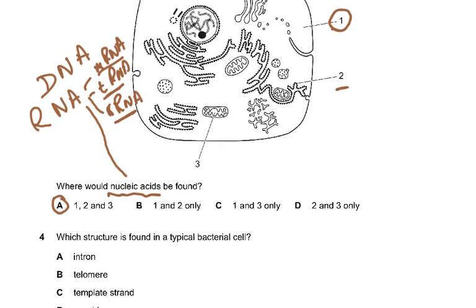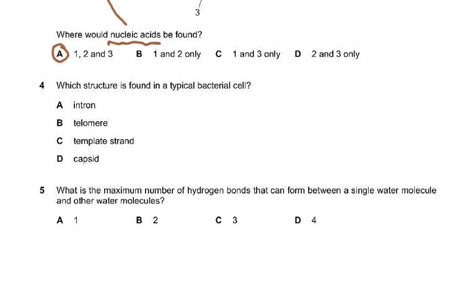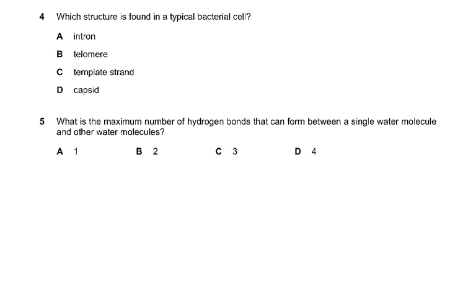But you all forget it, and I don't want you to be forgetting it. Which structure is found in a typical bacterial cell? Intron is not found, telomere, template strand, and capsid.